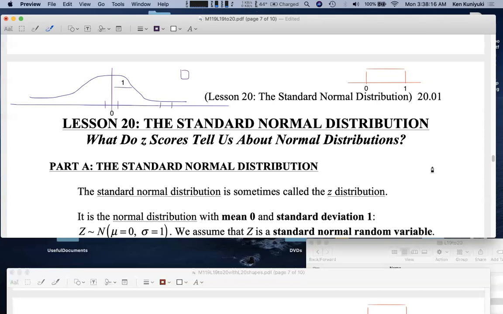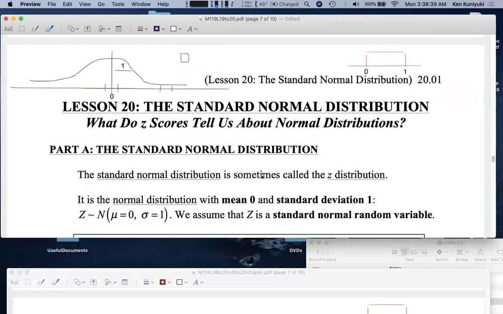All right, lesson 20 on the standard normal distribution, our favorite normal distribution, which tables have been written about, and we'll talk about those. What do z-scores tell us about normal distributions? All right, so there's a direct relationship between these standard normal random variates and z-scores. All right, what is the standard normal distribution?